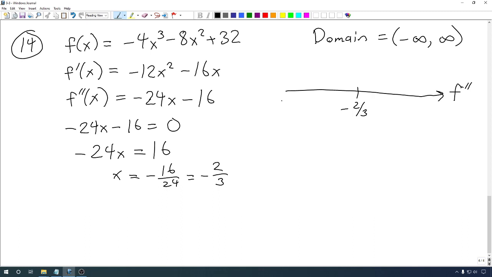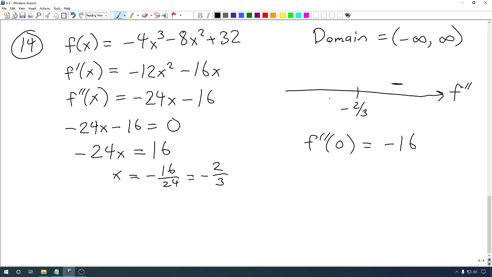All right, so we have two intervals: from negative infinity to negative 2/3, and from negative 2/3 to infinity. I need to take a test point from each of those intervals, just like we've been doing so far, and plug them into my second derivative. The easiest one, from negative 2/3 to infinity, we can pick 0. Plugging that into our second derivative, the negative 24x goes away, and we're left with a negative 16. So the second derivative is negative from negative 2/3 to infinity.